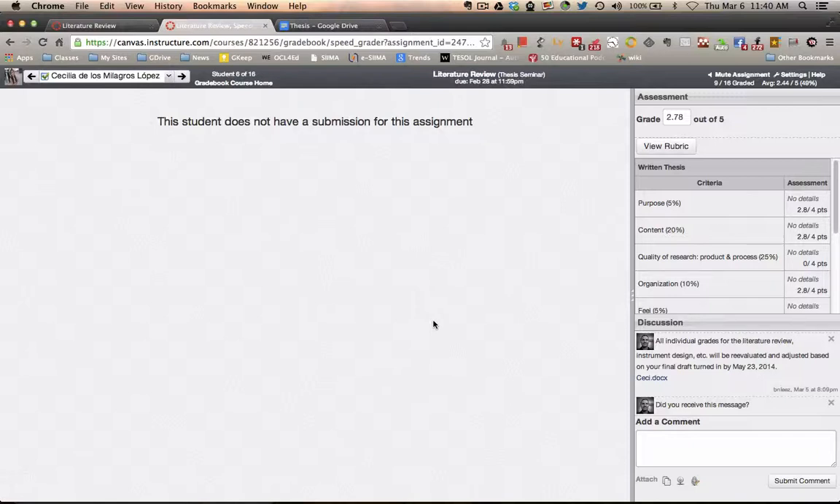Now, the way that I'm grading the literature reviews is that each of you is receiving a grade for each of the products. So you'll be receiving a grade for your literature review, your method section, and so on, each one. And so the feedback that I'm giving, I'm expecting everyone to make those changes for the first draft for May 23rd.